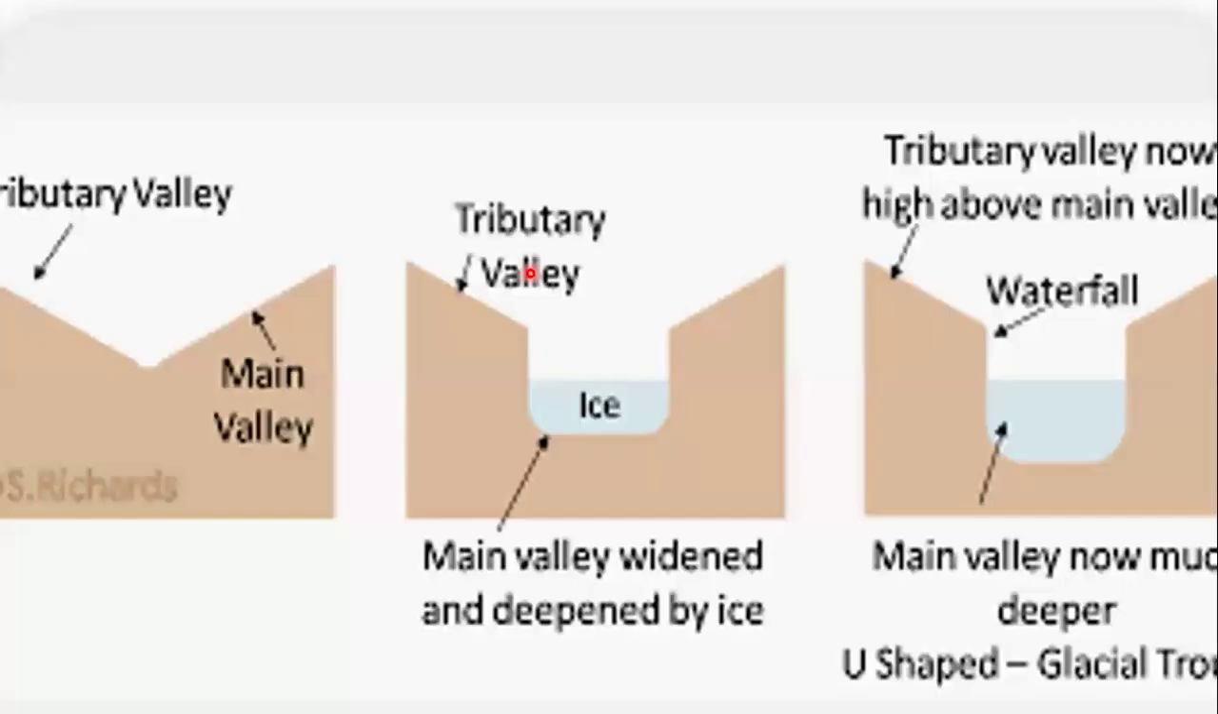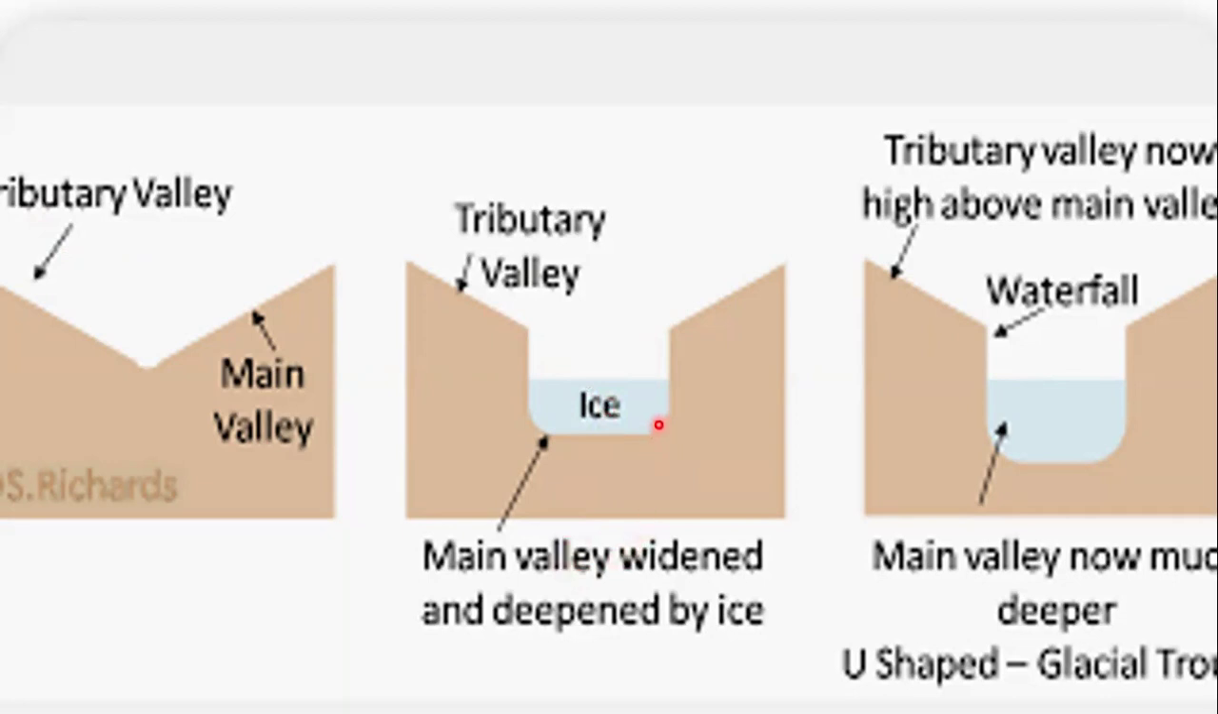Another erosional feature formed is hanging valleys. Hanging valleys are formed where the main valley glacier is fed by tributary glaciers. The main valley glacier has more ice supply and is able to erode much deeper than the tributary. The main valley is widened and deepened by ice.